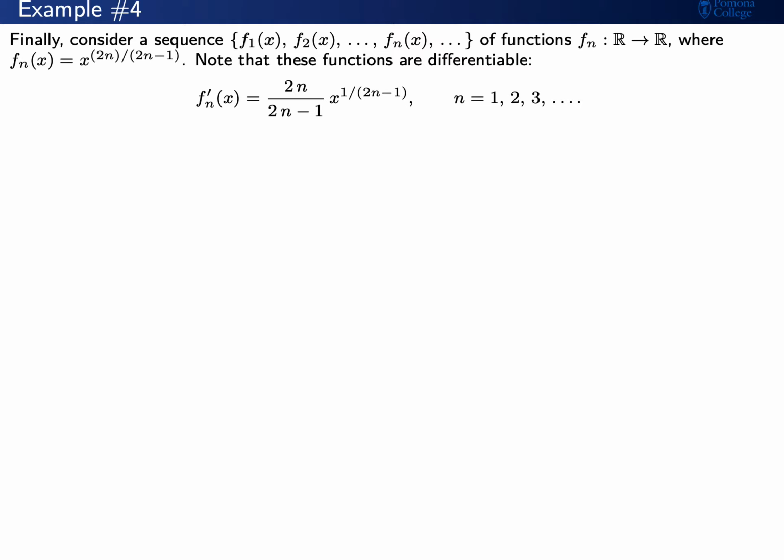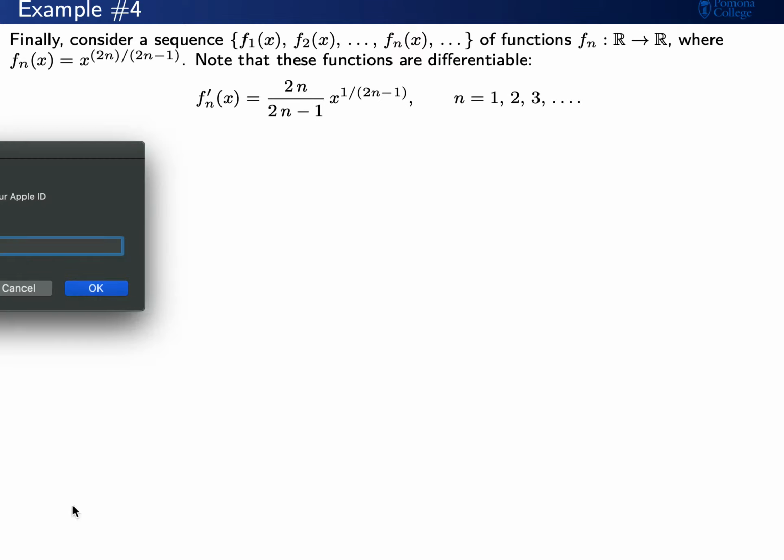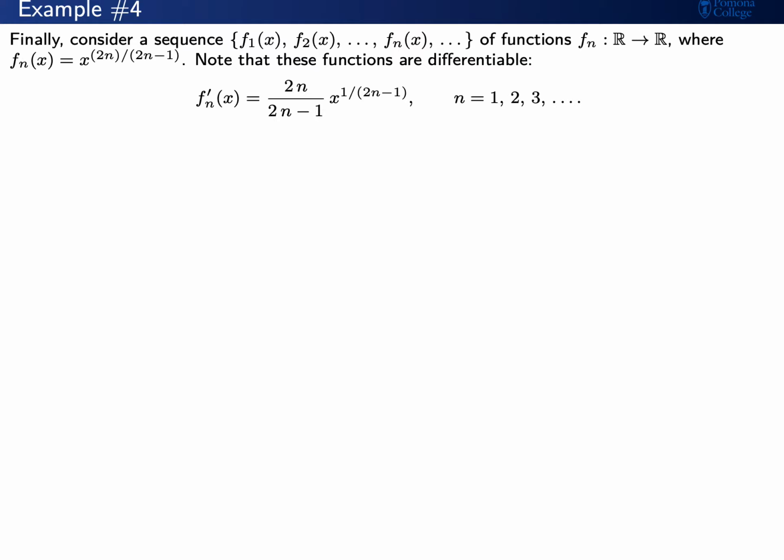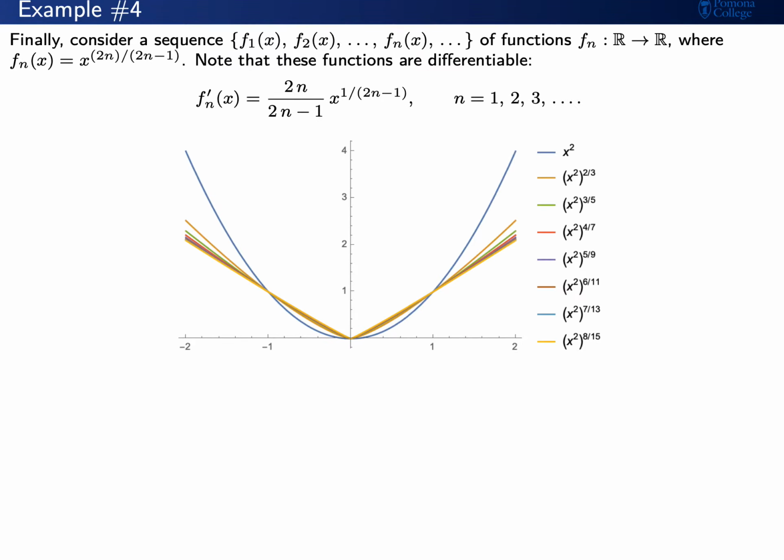And here's our final example. Let's consider a sequence of functions f sub n defined on the real line, where f sub n of x equals x to the 2n divided by 2n minus 1. We can think of this as follows. Let's take x squared and raise it to the following rational number, n over 2n minus 1. We note that each of these functions f sub n is actually differentiable. We can take a look at the plots here.